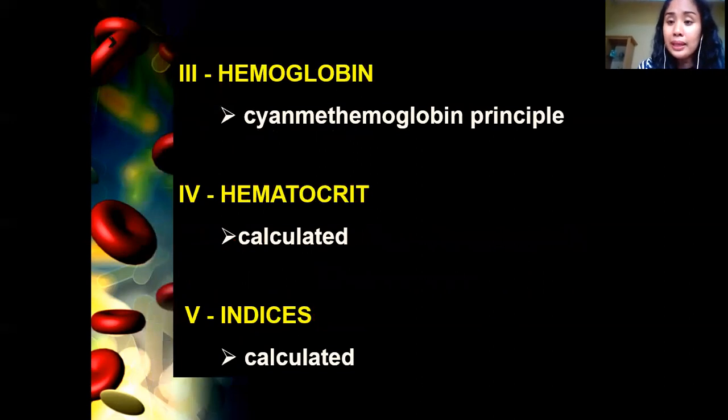Class. So, hemoglobin. How is hemoglobin measured in the machine? It's through cyanide hemoglobin. Therefore, anong reagent ang nasa makina? Anong reagent? Ha? Sagutin niyo yan. Hematocrit, it's only calculated: MCV times red blood cell count. Indices are also calculated by the machine.